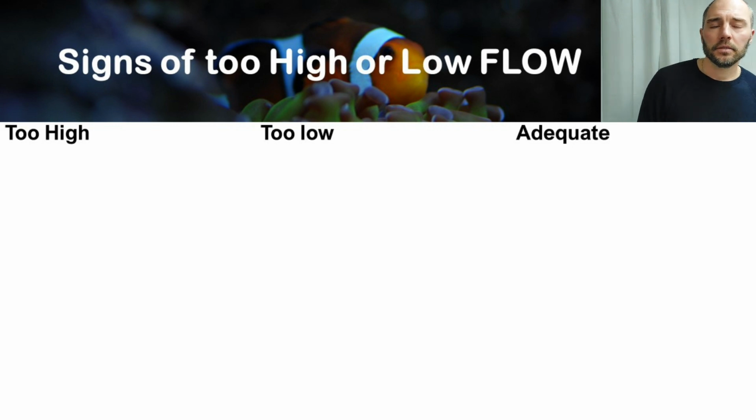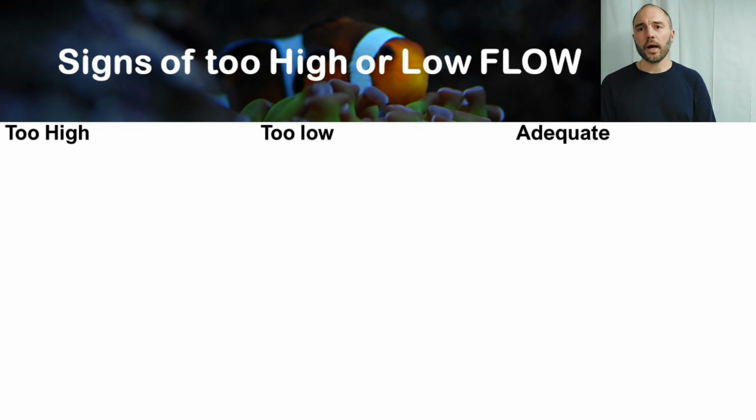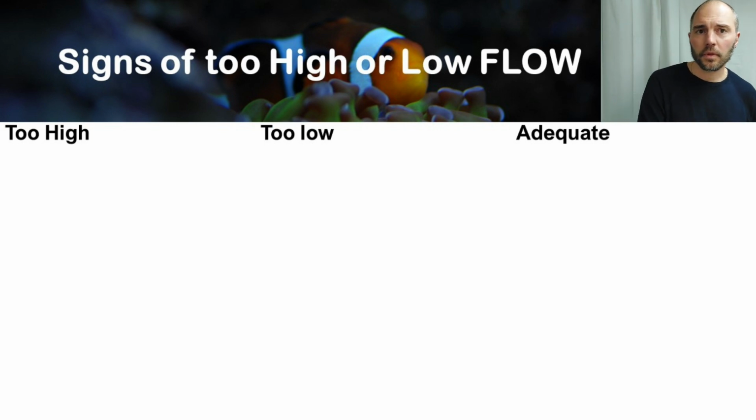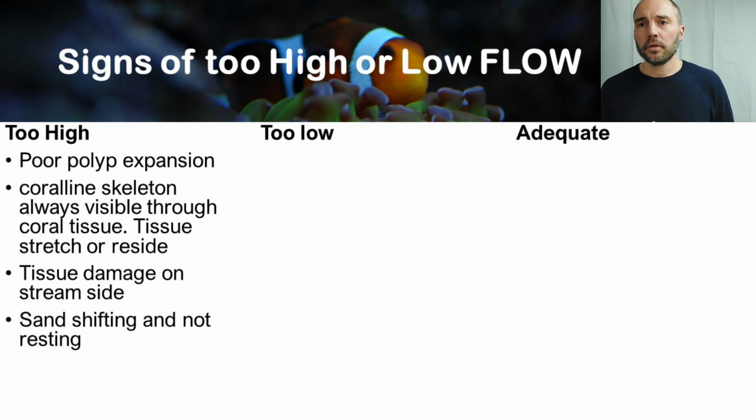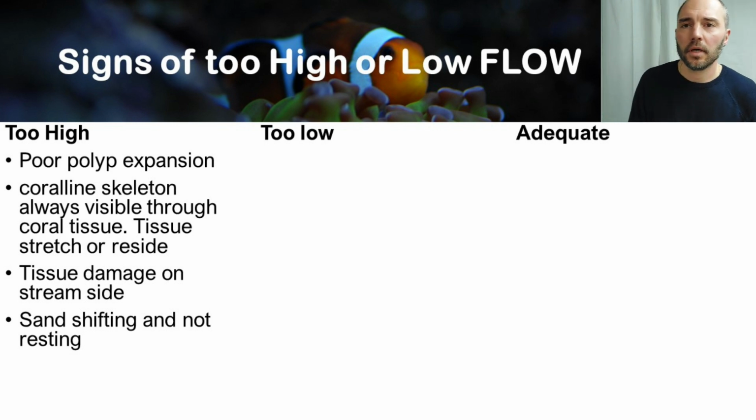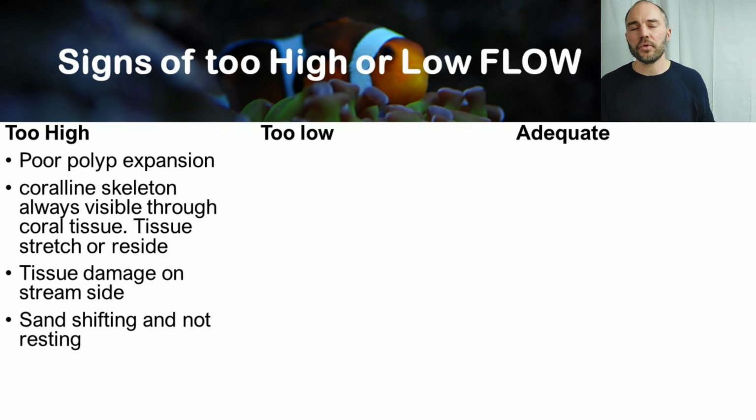Okay, so how do you read your aquarium? If you have too high, too low, or adequate flow. Too high, typically one sign is that you get poor polyp expansion. Typically when the light goes on in an aquarium, the corals inflate and polyps come out. And if you don't see that, maybe you're stressing them with too high flow.